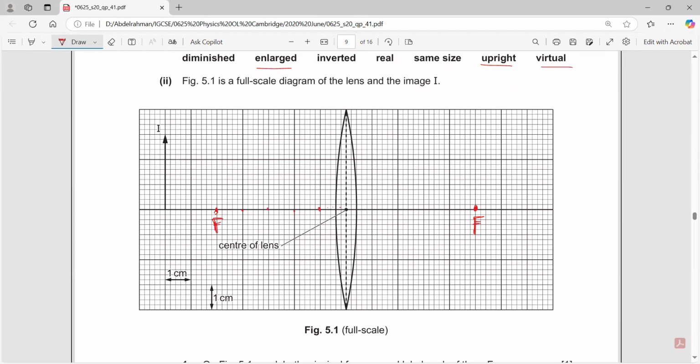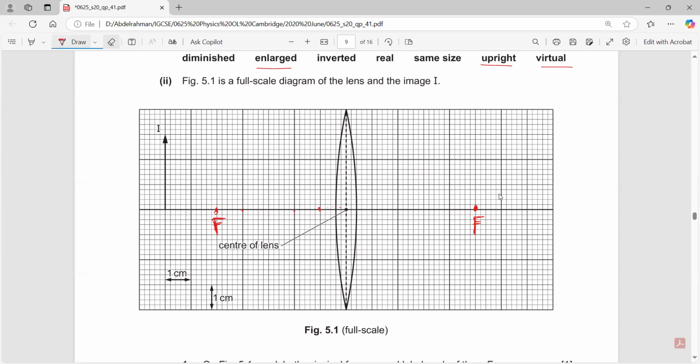How can you draw the object? Since this is a magnifying glass, the distance between the object and the lens has to be less than the focal length. So basically, the object should be somewhere at this point, and it's smaller than the image, because the image is enlarged. How can you find the exact point of this object?